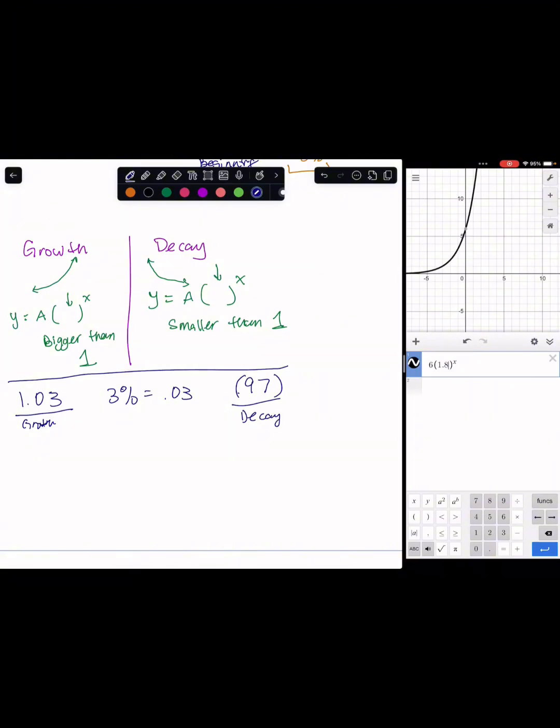So let's do another one. If I wanted a growth of 20%, that's going to be 1.20. If I wanted a decay of 20%, that's going to be 0.80, because 20% is 0.20, and when I do 1 minus 0.20, you'll get 0.8. So this is a growth of 20%. This is a decay of 20%.